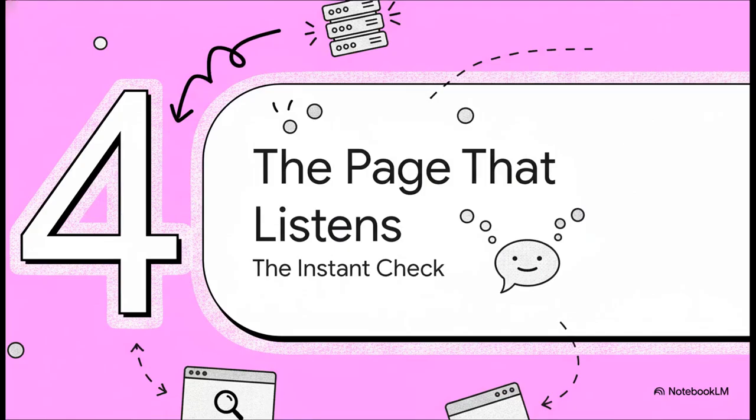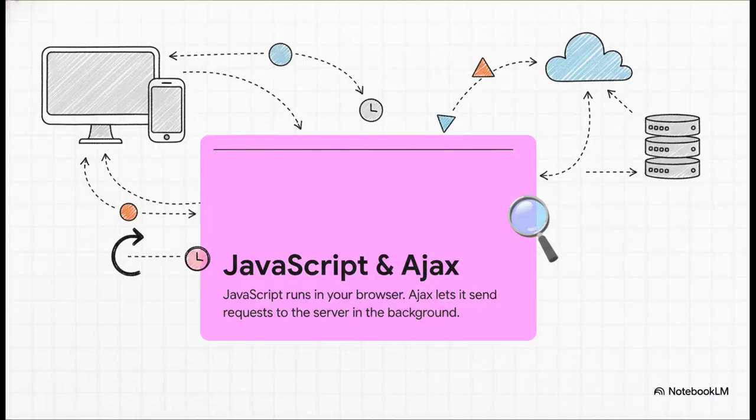All of which brings us right back to our original mystery. How does a website know instantly that your username is taken without reloading the whole page? The answer is pretty cool. You have to make the page itself an active participant in the conversation. The tools that make this happen are JavaScript and a technique called AJAX. See, while PHP and MySQL do their work on the server before the page even gets to you, JavaScript runs inside your browser after the page has loaded, and AJAX is what lets that JavaScript send tiny new requests back to the server all in the background without ever interrupting what you're doing.